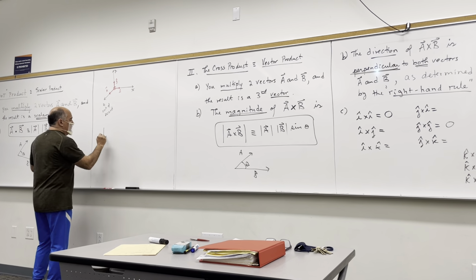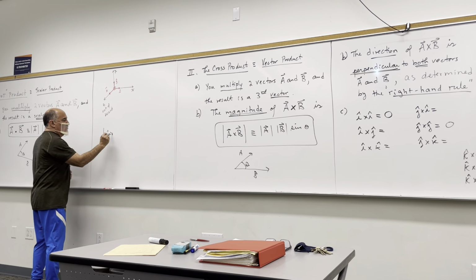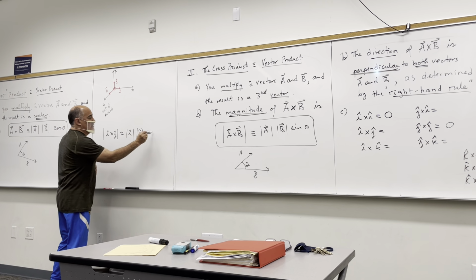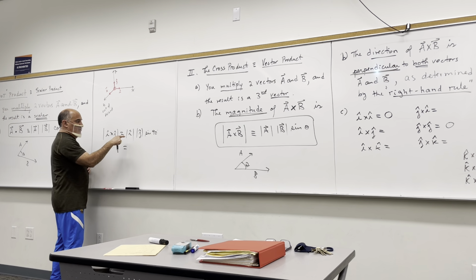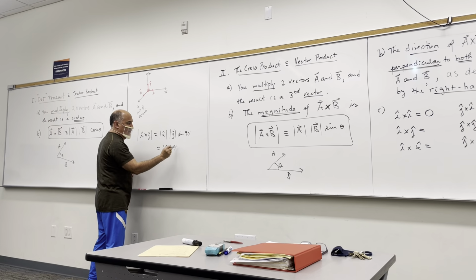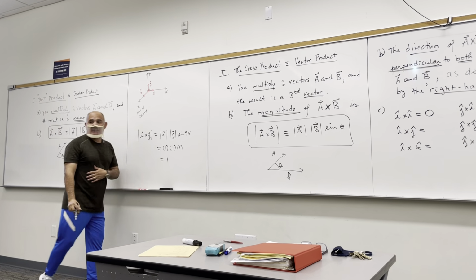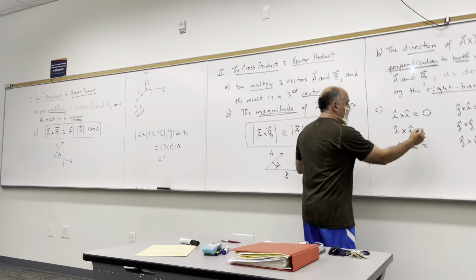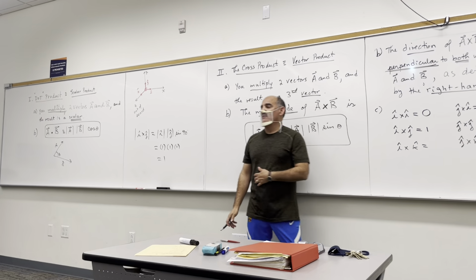The magnitude of I cross j will be the magnitude of the first vector times the magnitude of the second vector times the sine of the angle between I hat and j hat. But the angle between I hat and j hat is 90 degrees, right? So the magnitude of I hat is 1, the magnitude of j hat is 1, and sine of 90 is 1, so it's going to be 1. So the magnitude of the cross product of I cross j is going to be 1. The question is, what is its direction?